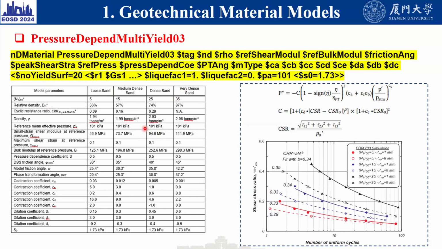So finally, the PDMY03 model is updated to capture this number. This number can be characterized by the liquefaction strength curve, so this model is updated to capture the liquefaction strength curve. Also, we include the effect of confinement. So nowadays people are more willing to use this model because it can capture the practical blow count number, right?